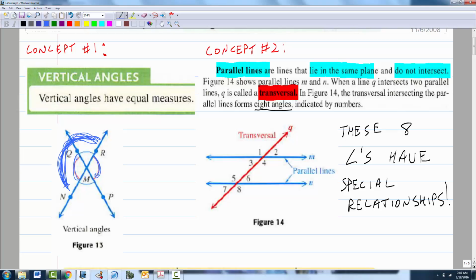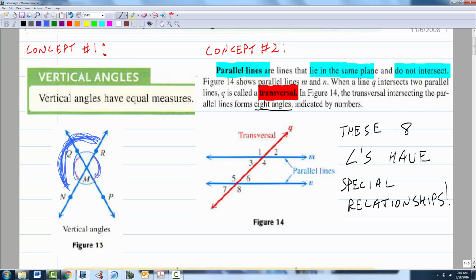What about 2 and 7? Excuse me. 2 and 7. Are they across the transversal compared to each other? So it's alternate exterior. What about 4 and 6? Do they alternate across? No, say they are on the what compared to the transversal? Same side. And what are they compared to the parallel lines? Interior. And then same side exterior would be like 2 and 8.